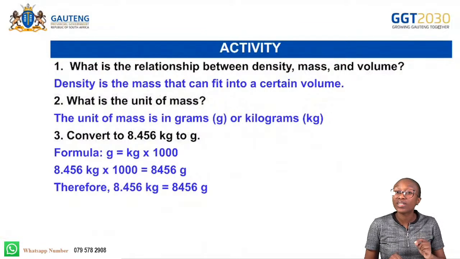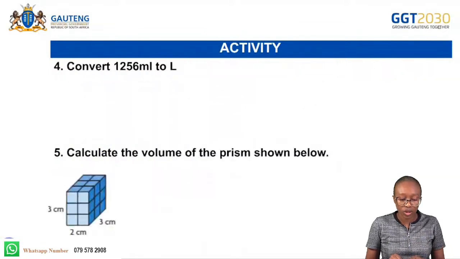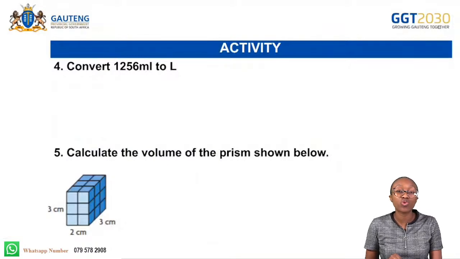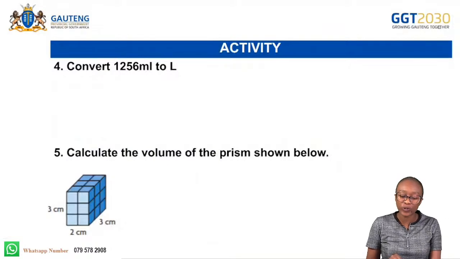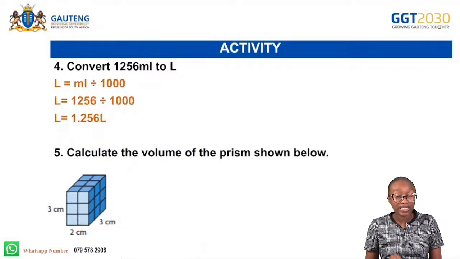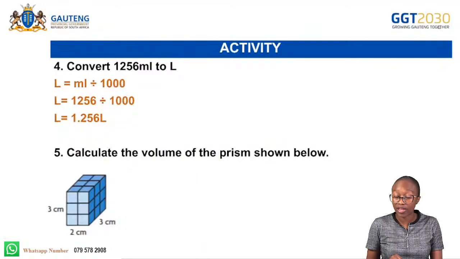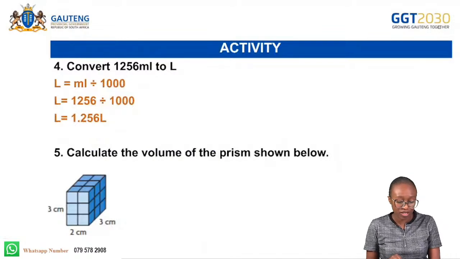Welcome back, learners. Now let's answer the last two questions. Convert 1,256 milliliters to liters. What do we do? Liters is equal to milliliters divided by 1,000. So 1,256 milliliters divided by 1,000 will give us 1.256 liters.